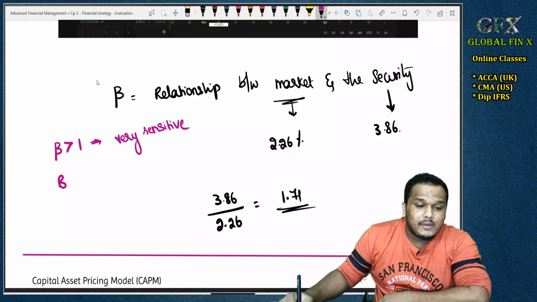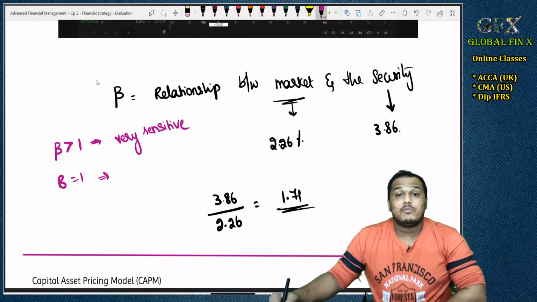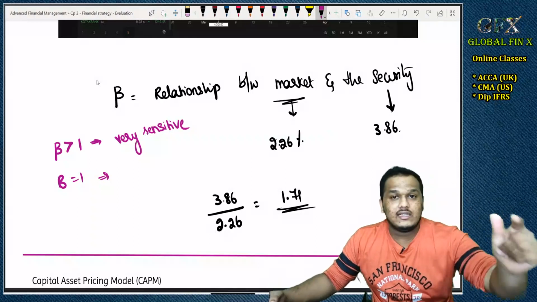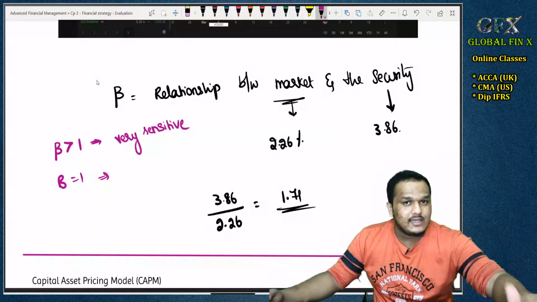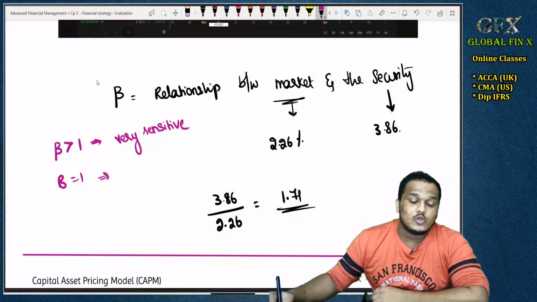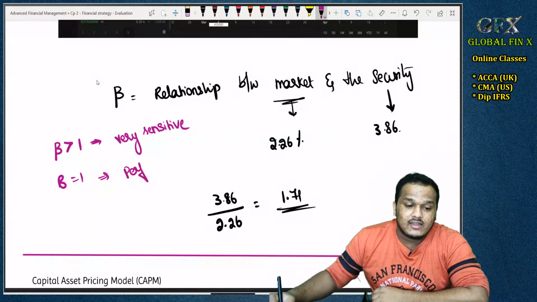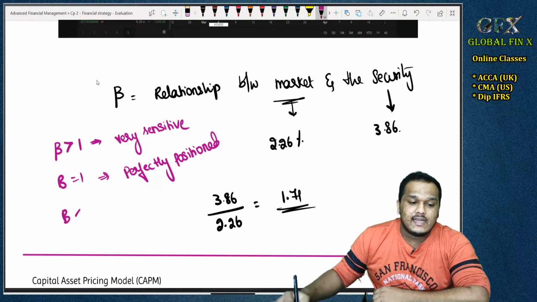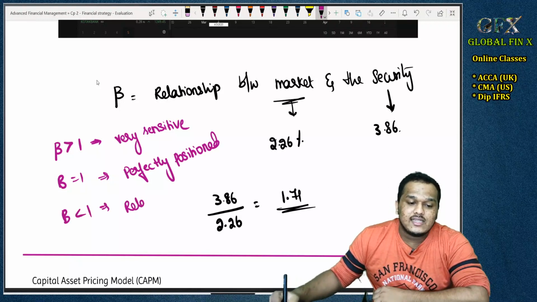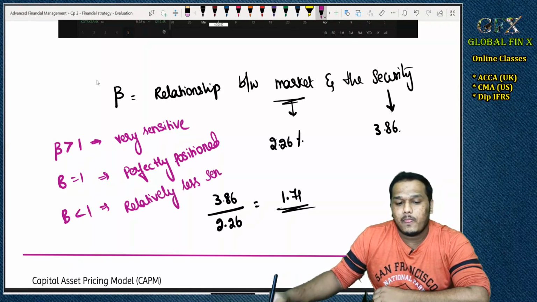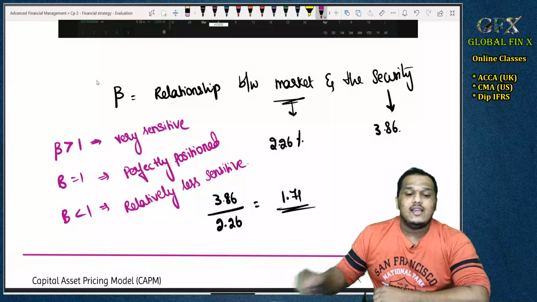On the other hand, beta equal to 1 means the stock is moving exactly along with the market. If the market increases by 1%, the stock also increases by 1%. If the market decreases by 1%, the stock also decreases by 1%. This is a situation where it is perfectly aligned with the market. If beta is less than 1, it is relatively less sensitive.